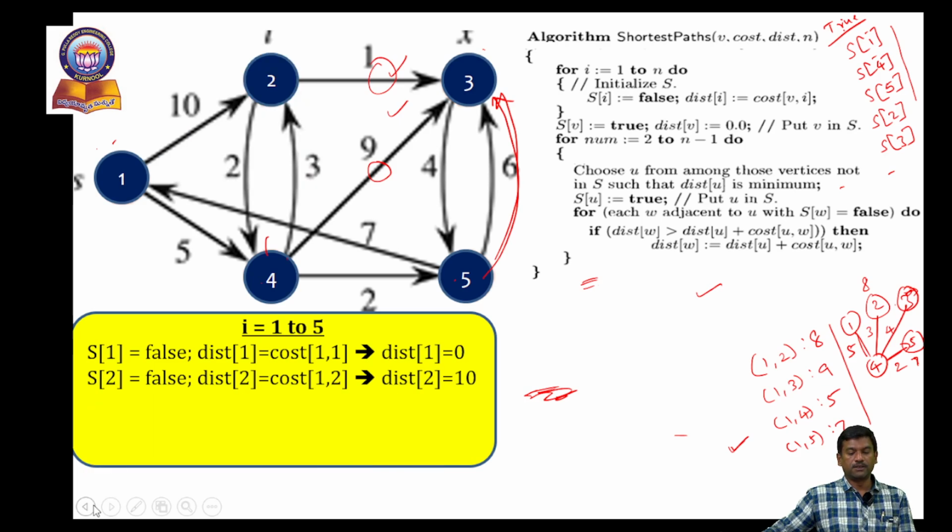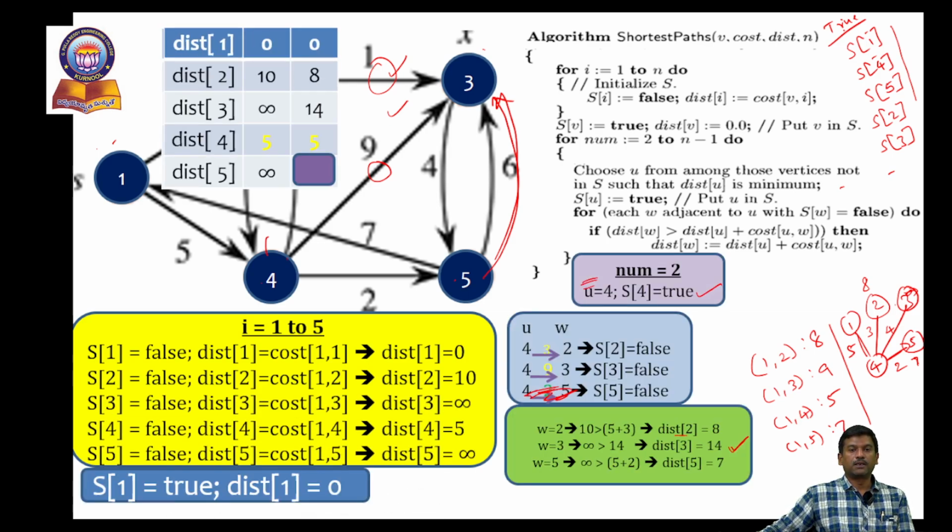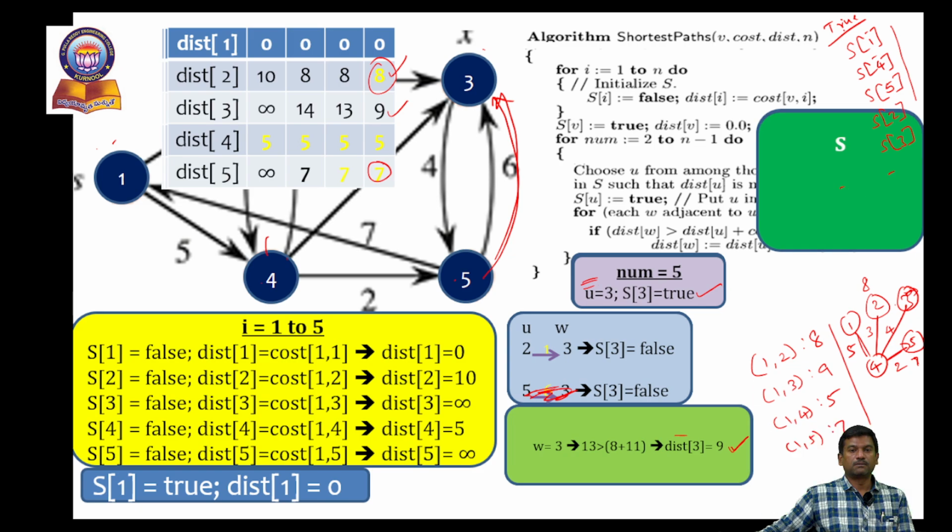How did you get this 9 value? That is, to reach 3. That is from 1 to 4 to 3, the cost is 14. That is not the solution. 1 to 4 to 2 to 3, what is the cost? That is 5 plus 3 plus 1, that is 9. So the path is 1, 4, 2, 3 with the cost equal to 9. That is 5 plus 3 plus 1. That is how you can get the values. That is distance of 3 is equal to 9.